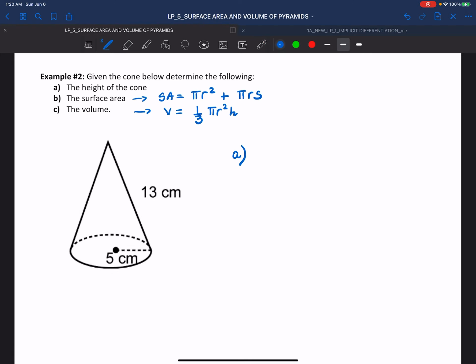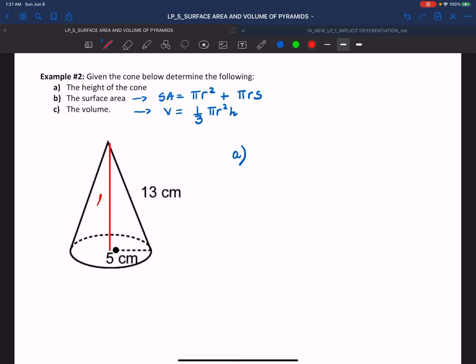So question A, answer A. It's very important to organize your solution. First, I like to draw the height. I want to see what I'm trying to find in here. And then I'm going to check and see what the height means to this diagram.